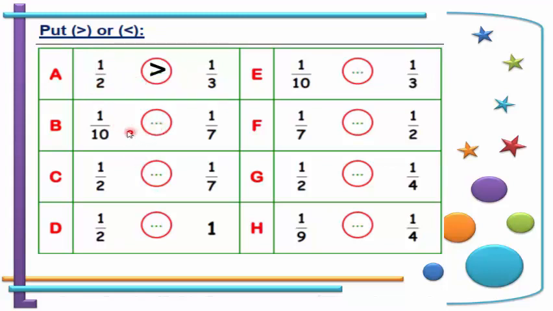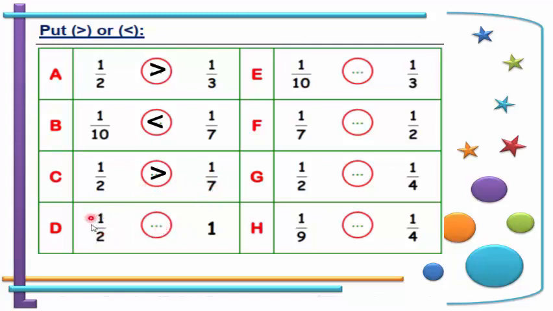The second one, we have 1 over 10 and 1 over 7. The numerators are the same, so we look at the denominators. The smallest one is the greatest fraction. 7 is smaller than 10, so 1 over 10 is less than 1 over 7. The third one, who's greatest, 1/2 or 1/7? Excellent. 1/2 is more than 1/7.